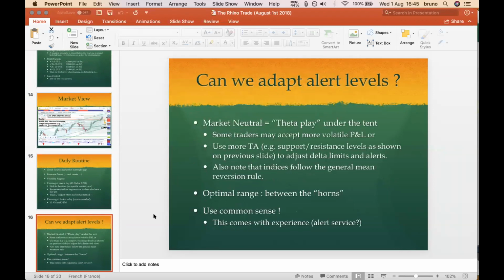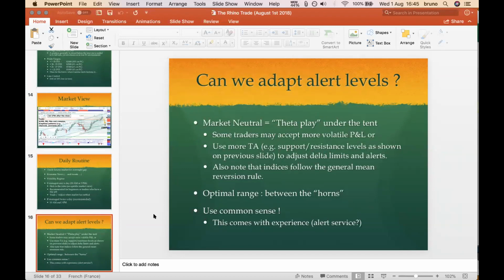As I kind of hinted earlier, you can choose to have lower alert levels, but I would say that you have to be careful not to fall into the trap of over adjusting. So as market neutral traders, we play theta.